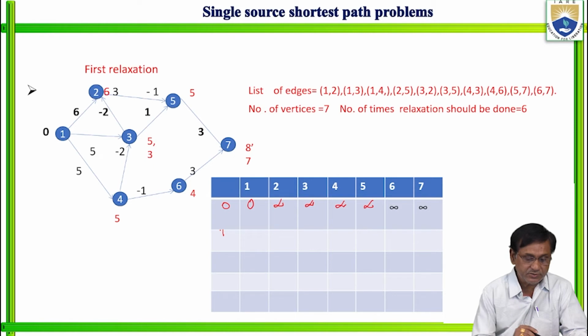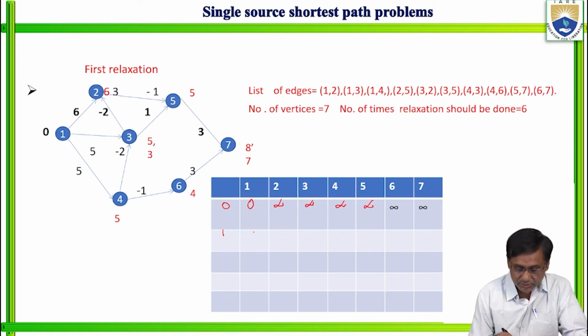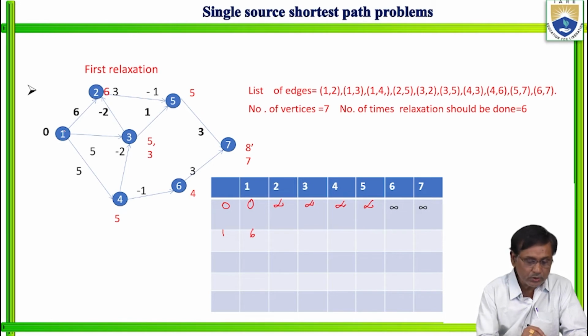So, first relaxation, what is the first relaxation? 1 to 2 means 6. 1 to 2, the distance is 6. Next, 1 to 3. 1, 2, 3, the distance is 5. So 1 to 2 is 6. 1 to 2. This is 0 only.